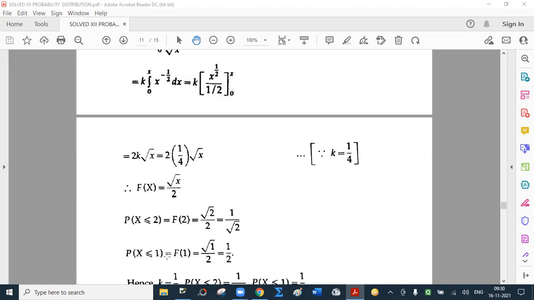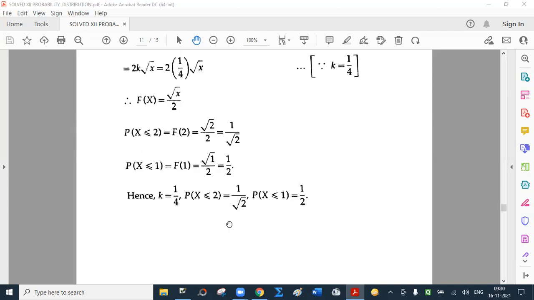What is P of x less than or equal to 1? This is up to 1. So, probabilities are added till x is 1, right? So, F of 1, capital F, that is root 1 upon 2, that is 1 upon 2. So, what are the answers? k is 1 by 4, P of x less than or equal to 2 is 1 upon root 2, and P of x less than or equal to 1 is 1 upon 2.